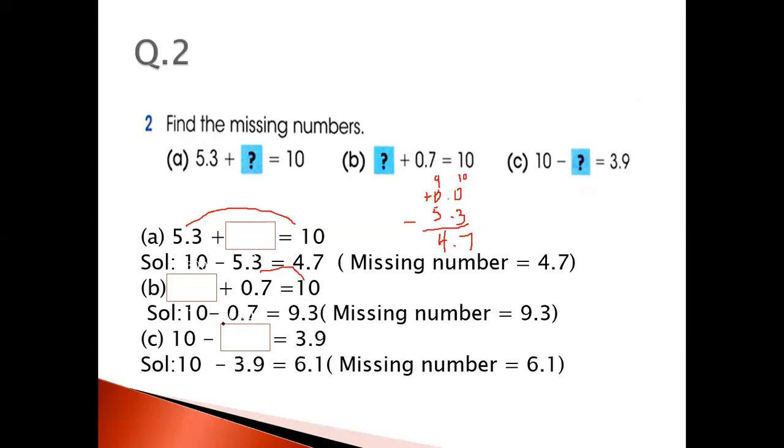So the number is 10 minus 0.7. When you solve it, you will get your answer 9.3. You can see the other part, part C: 10 minus the missing number is equal to 3.9.